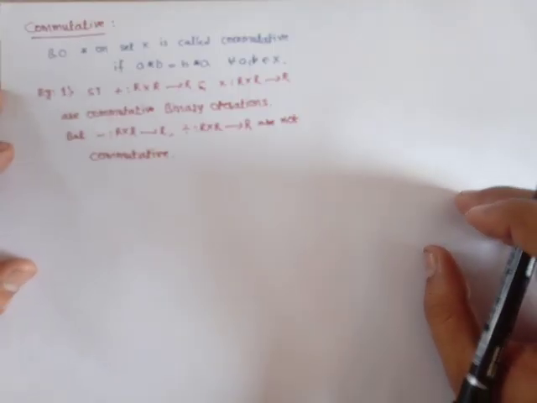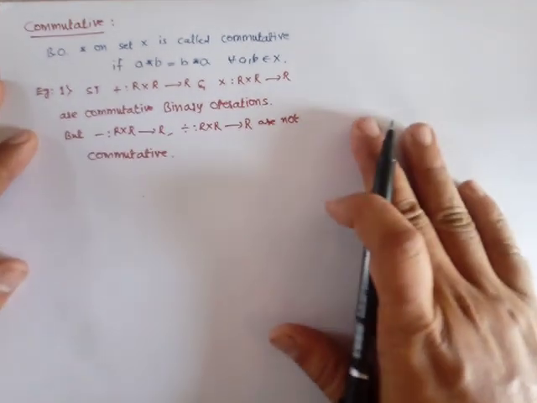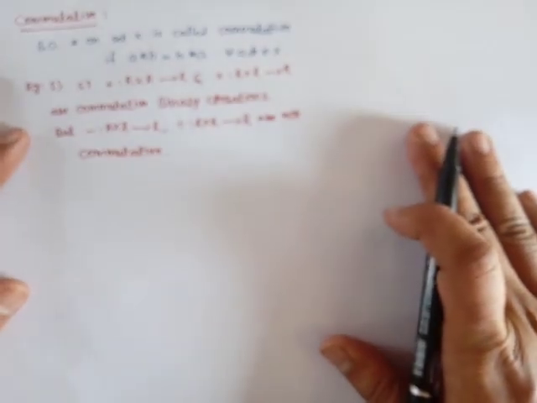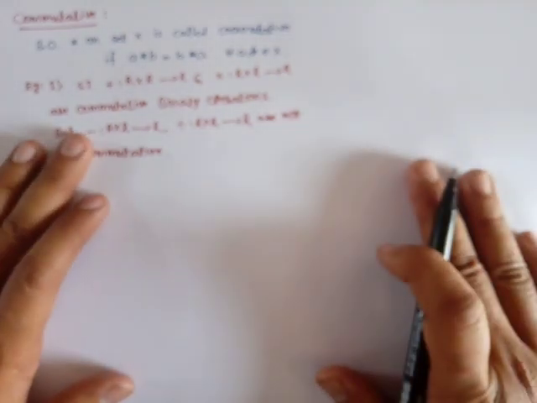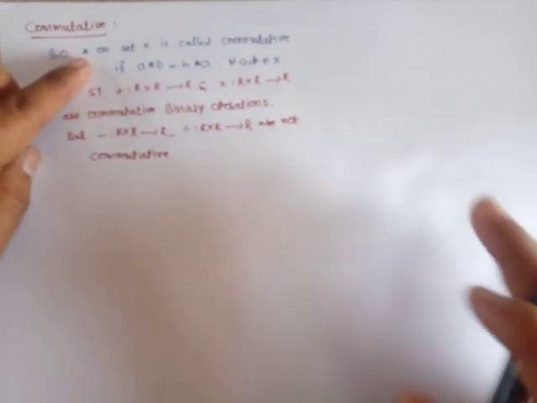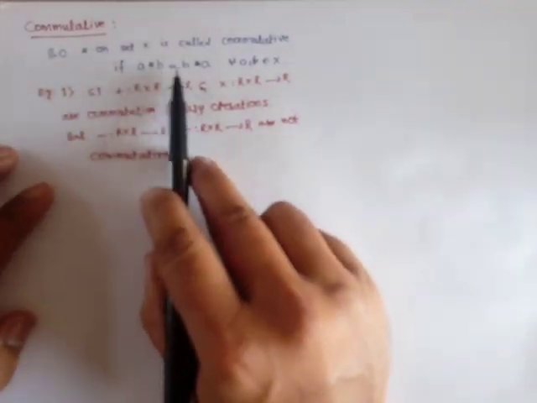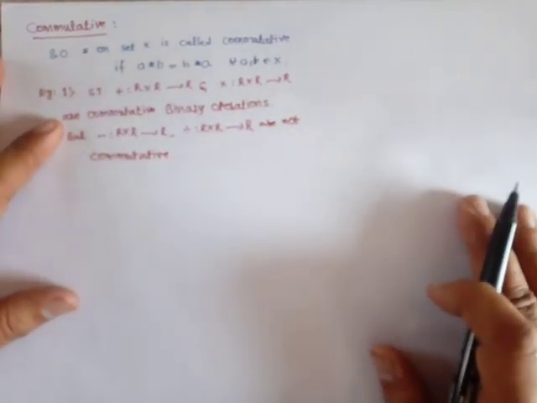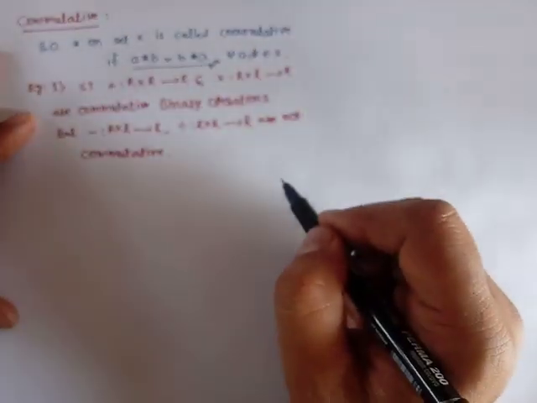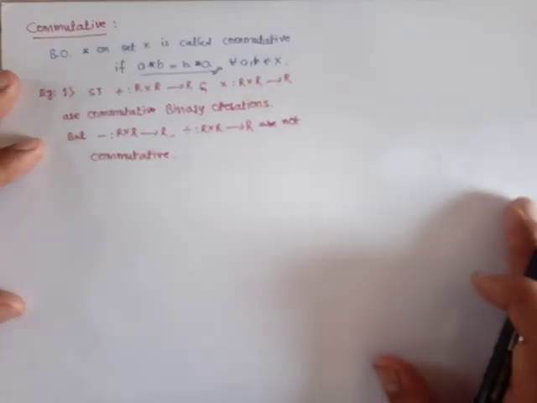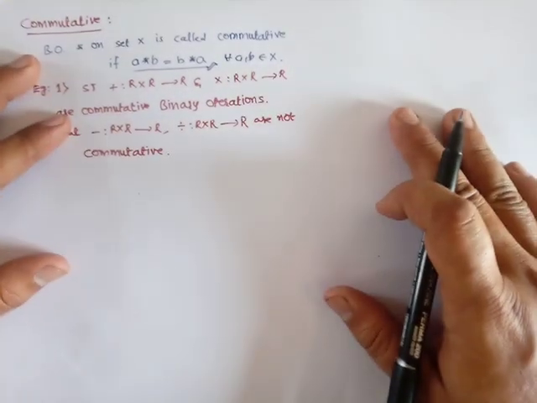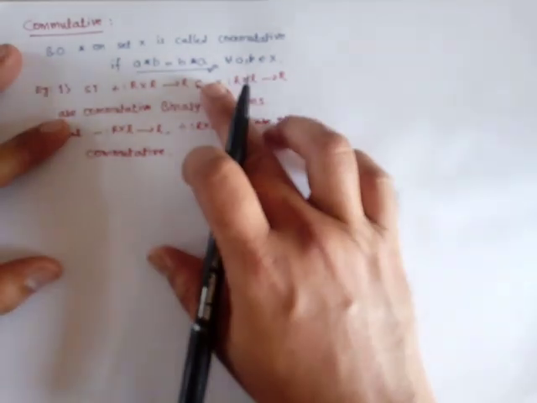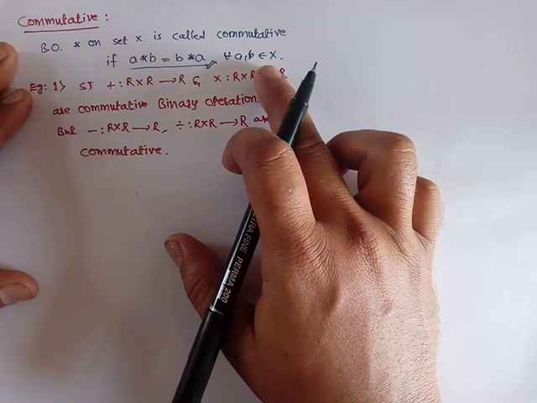Coming to the next definition, commutative binary operation. Commutative, as we already know, is like ab equals ba. A binary operation star on set X is called commutative if a star b is equal to b star a for all a, b belongs to X. If a star b equals b star a for all a, b belongs to set X, then we can say that it is a commutative binary operation.